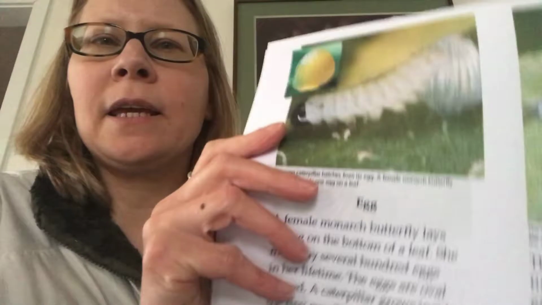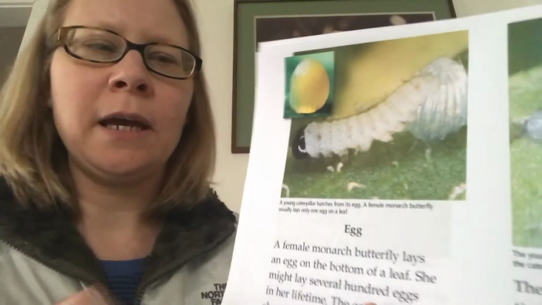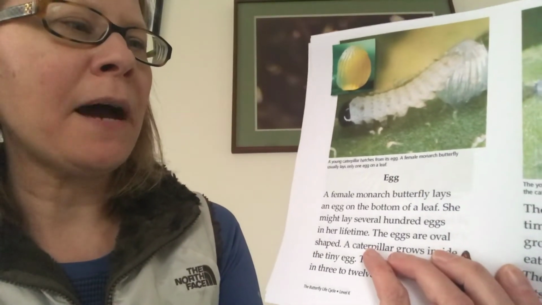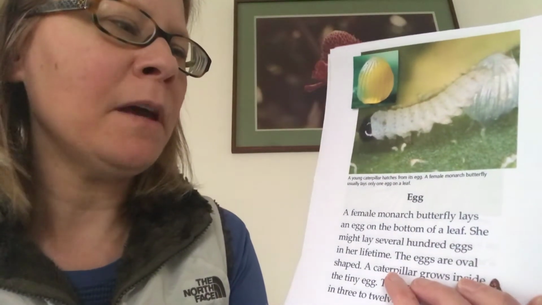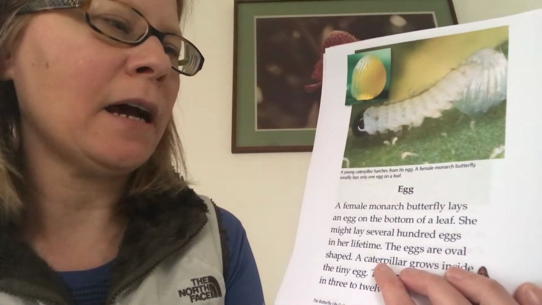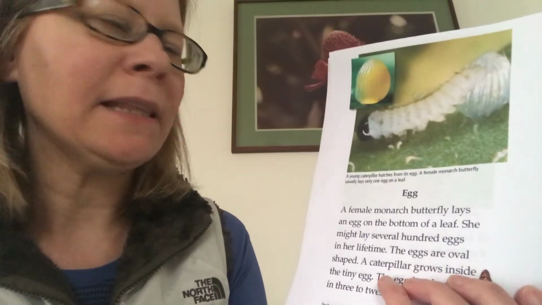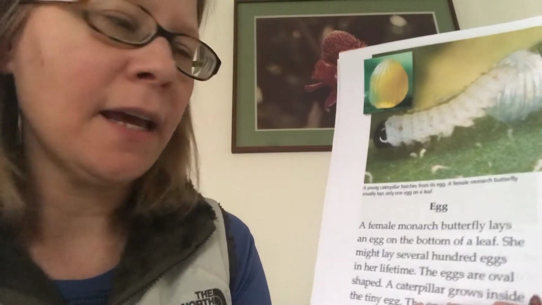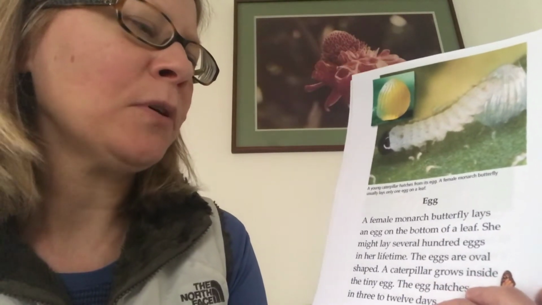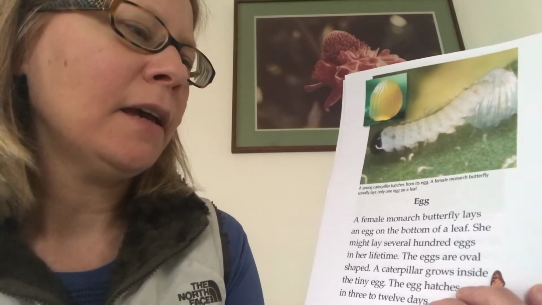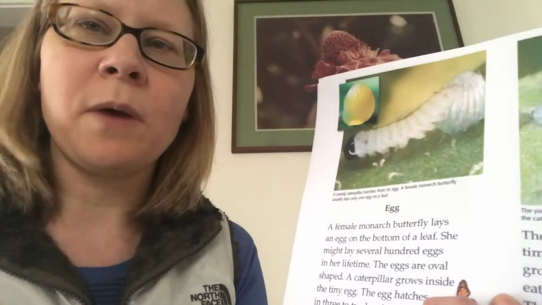Let's turn the page. Here comes the next one. I'm going to look right here at this picture. It says a female monarch butterfly. This is going to be monarch butterflies that we're talking about. A female monarch butterfly lays an egg on the bottom of a leaf. She might lay several hundred eggs in her lifetime. The eggs are oval shaped. A caterpillar grows inside the tiny egg. The egg hatches in 3 to 12 days.